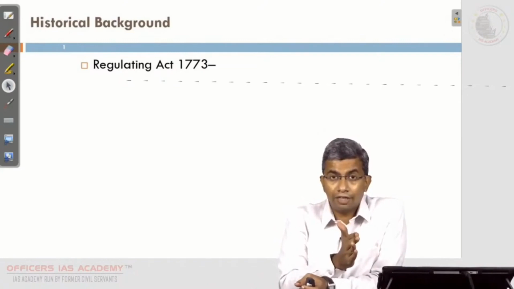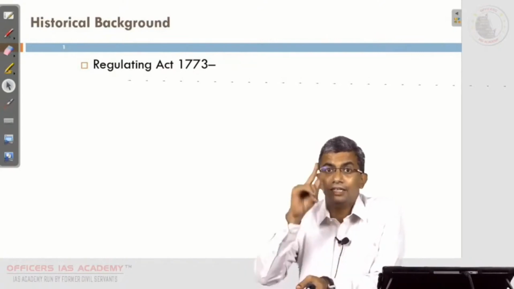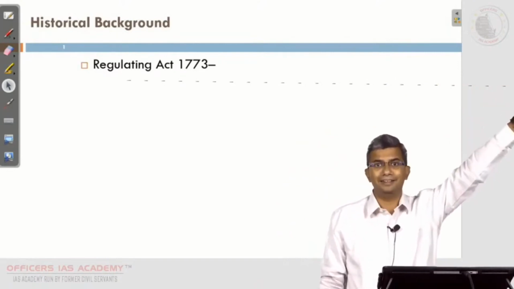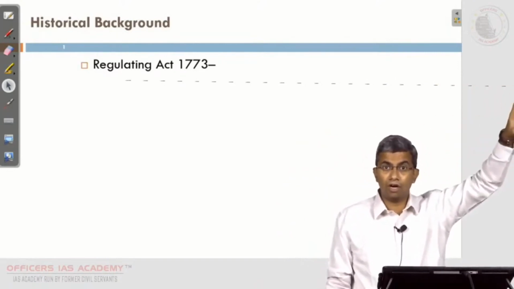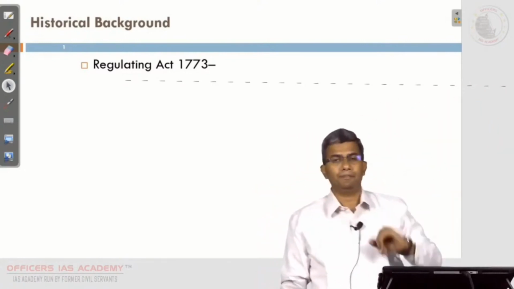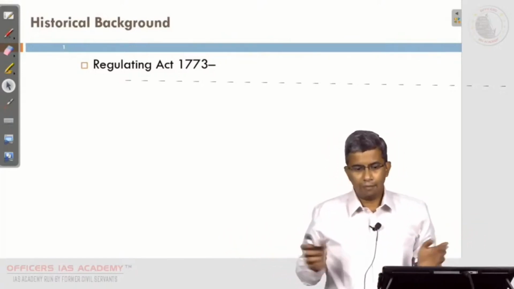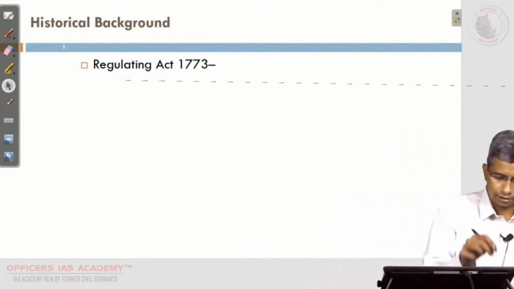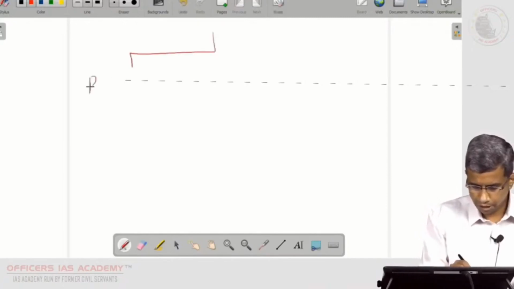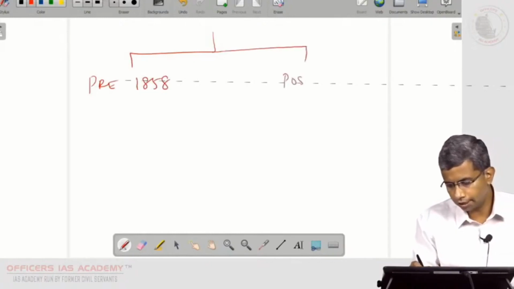All these regulating acts, 1773 till the Government of India Act 1935, where were these enacted? These were not enacted in India. These were enacted, which means these were passed by the British Parliament in London. The Britishers passed these laws in their Parliament, which was used for regulating and governing our country. So now, these set of acts can be seen as pre-1858, post-1858.